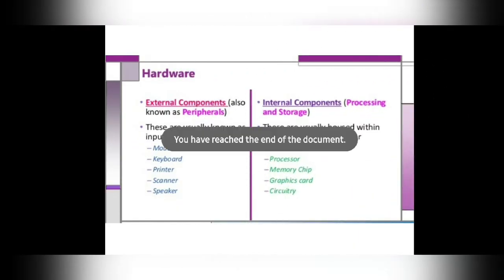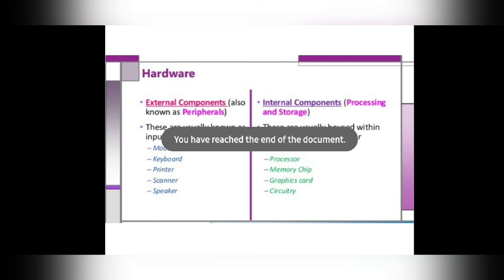Now what is hardware? There are two types of hardware: external components and internal components. External components are also known as peripherals. These are usually input and output devices like mouse, keyboard, printers, scanners, speakers. These are peripheral devices, also known as external components of the computer.